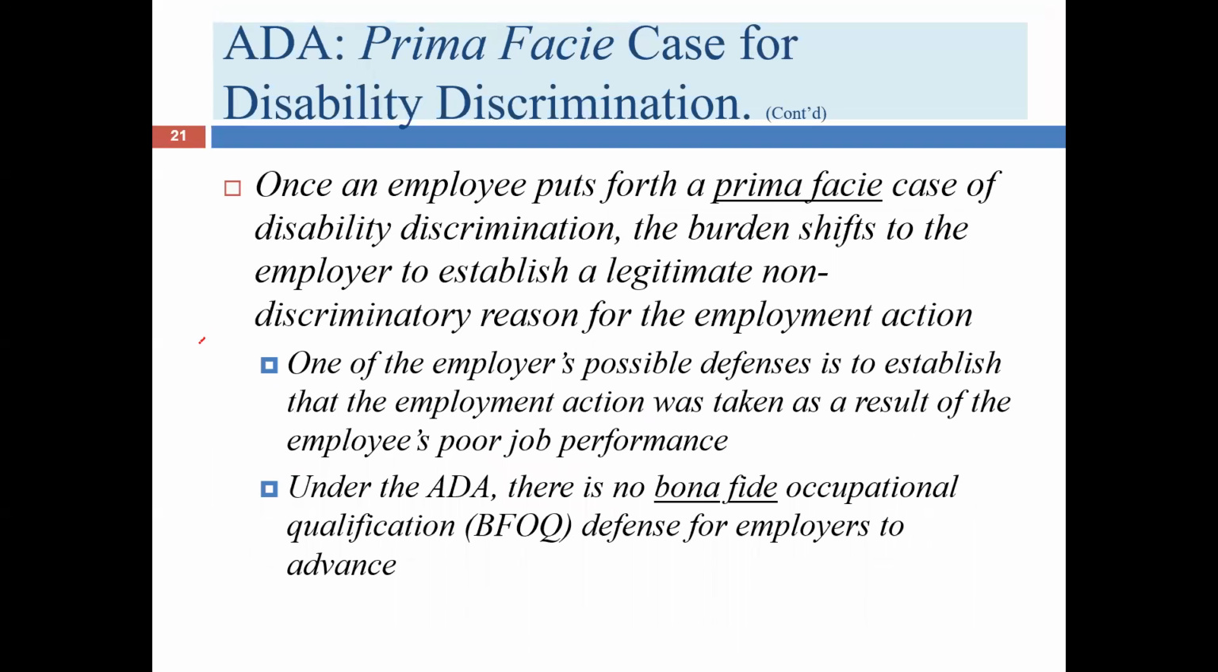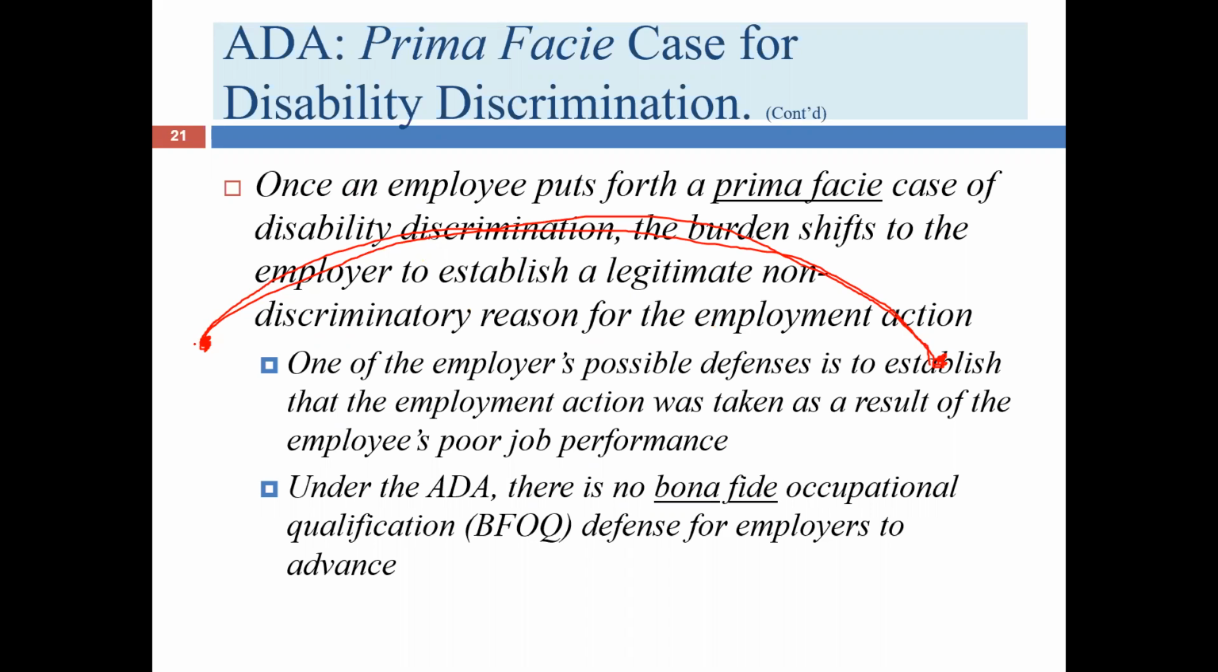So you may recall the ping pong ball. The employee presents the prima facie case, then the ball is in the employer's court. So the burden shifts to the employer. And in this case, the employer has to establish a legitimate, non-discriminatory reason for the employment action. For example, nothing to do with his or her disability, the employee didn't do a good job, wasn't as productive as he or she should have been. And then, of course, the employee is going to have the ability to rebut that, say that that was a pretext, whatever reason it was given.